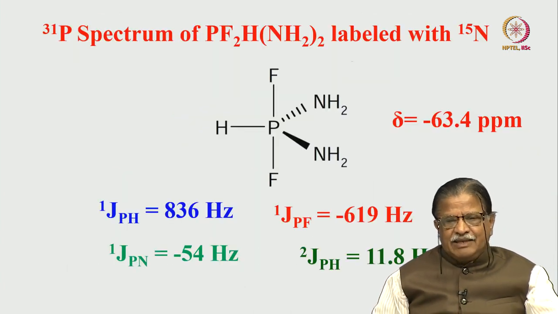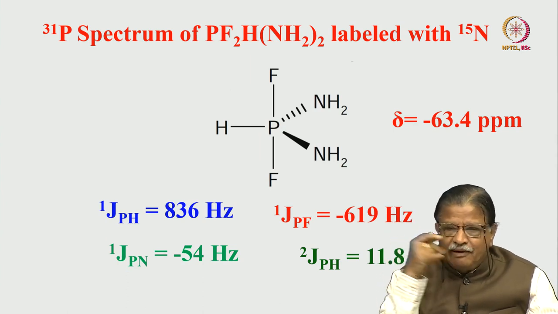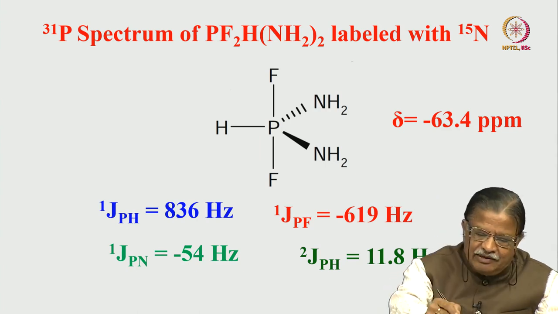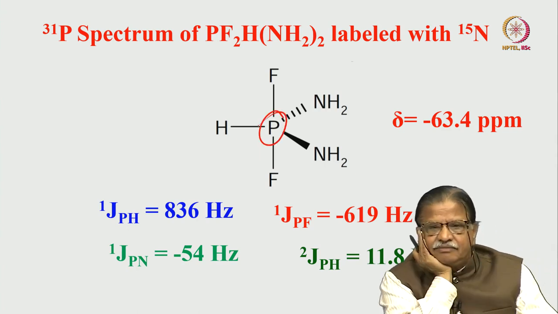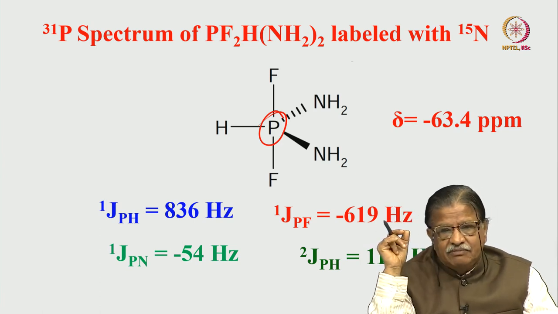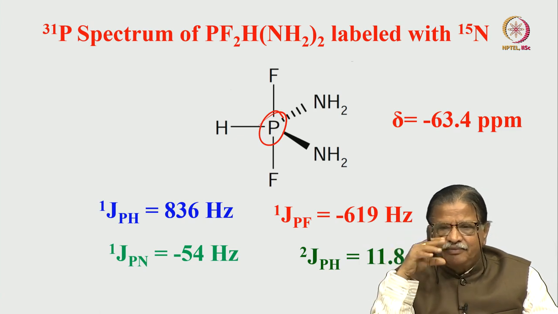Next, we will go to another simple molecule, phosphorus, very simple molecule. Can you imagine, this simple molecule I am looking at will give an enormously complex spectrum. Hard to believe, right? Looking at such a simple molecule.